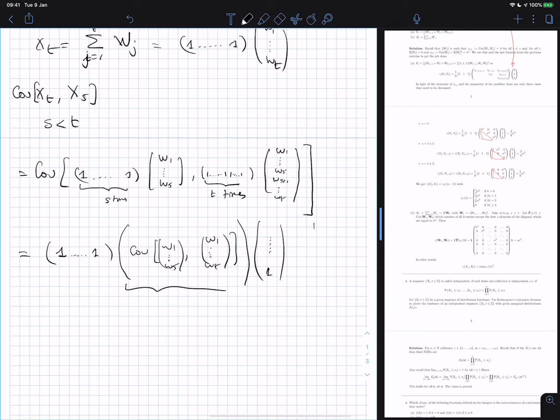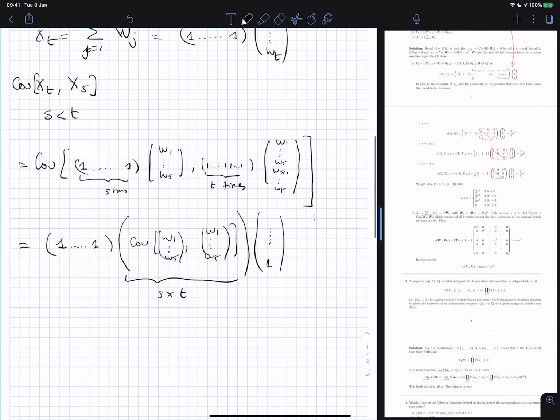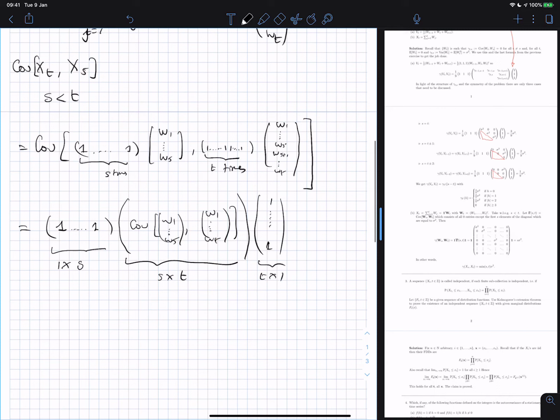So this guy here will be an S times T matrix. Is that correct? S lines and T columns. I think that's correct. So this is going to be 1 times S, and this is going to be T times 1. And then I don't make any mistakes. Is this good?